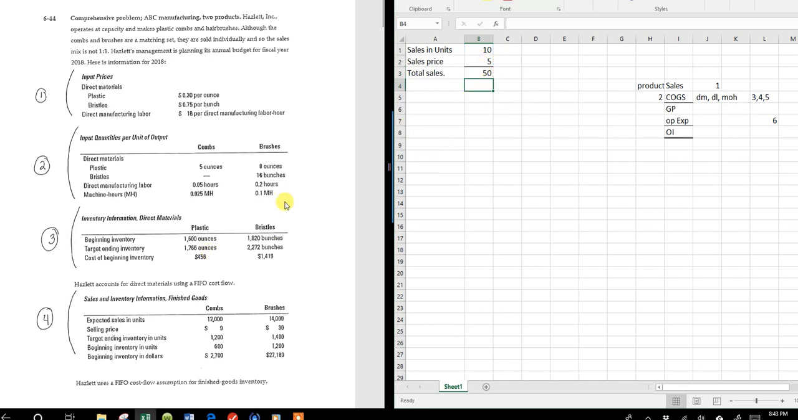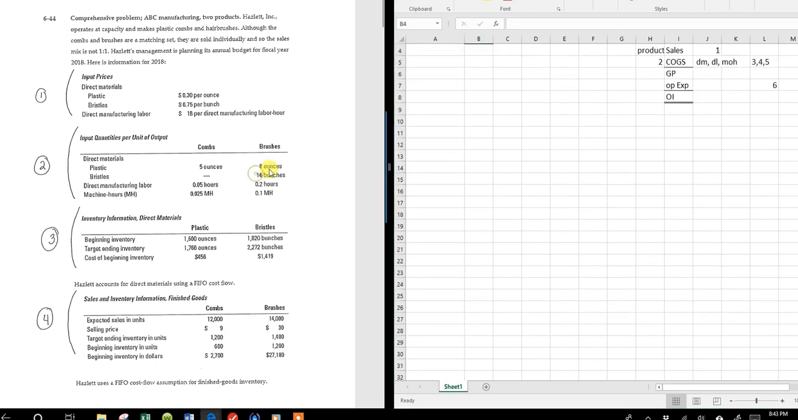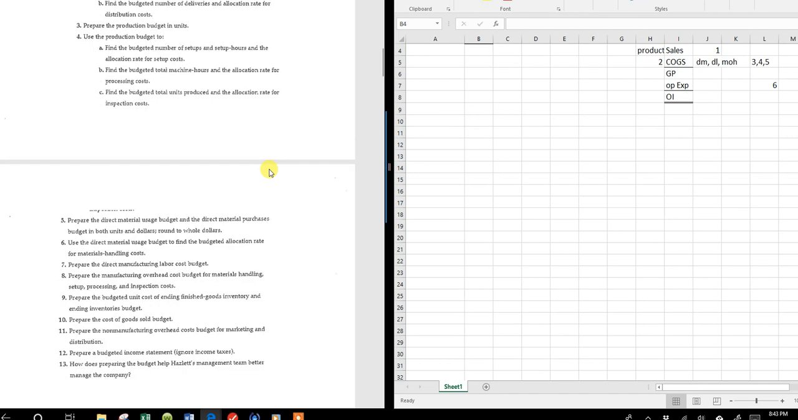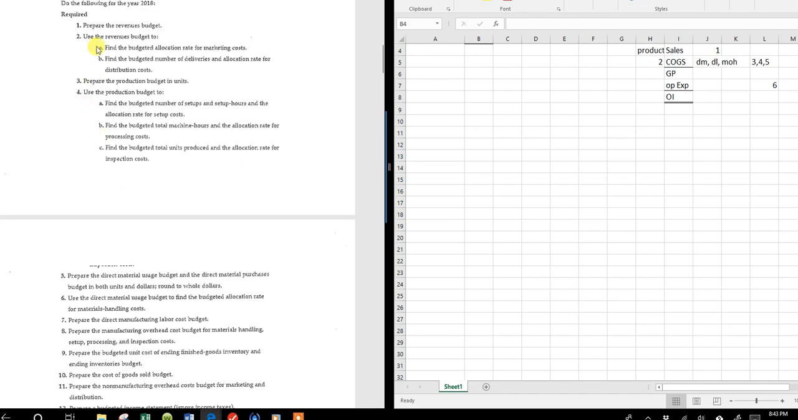Okay, so I'm going to show you their solution. I may come back to this or not, but hopefully you can set up your own as you go along. It's a lot easier if you set it up in Excel. So this problem is long. I'm going over here. You can see we've got a lot of information, and it says we're going to prepare a revenues budget, but then we're going to have an allocation rate for marketing costs. That's going to pull into the operating expense budgets, because if you recall, selling and administrative go in here.